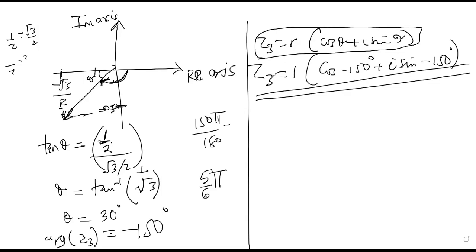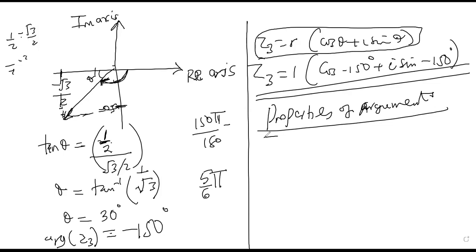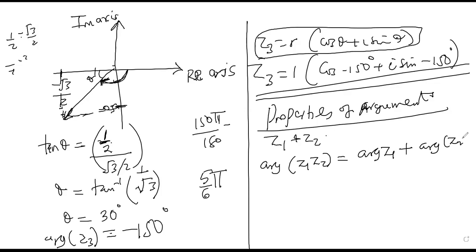Having done all those, I'm concluding with the properties of the argument. Like we saw the properties of modulus, so now the properties of arguments. If we have two complex numbers, Z1 and Z2, the argument of Z1 Z2 is the same as argument of Z1 plus argument of Z2. With arguments, it's as if they behave as logarithms.